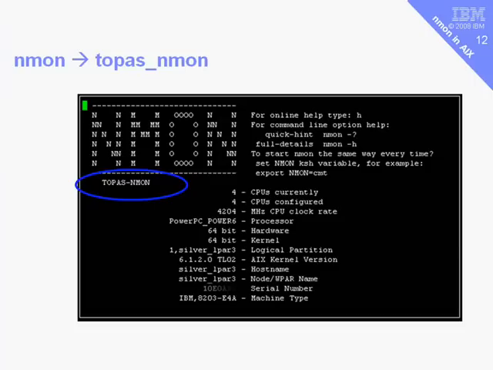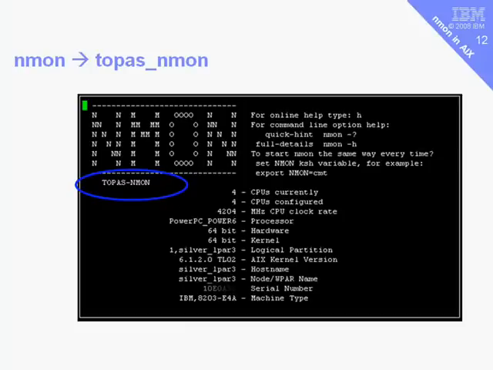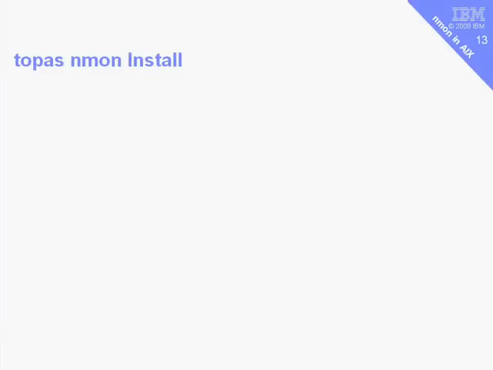In fact, when you first start up nmon, it tells you directly which version it is. If it's the official version, it says topaz nmon at the top here, and if it's the original version, it says nmon version 12e. Now if you need to install nmon, this is what you do.